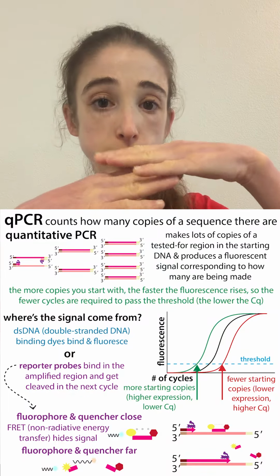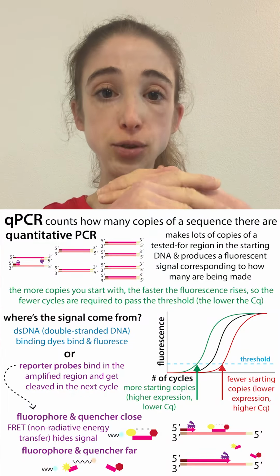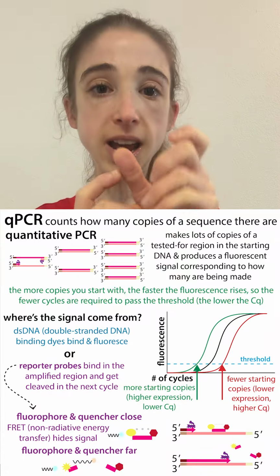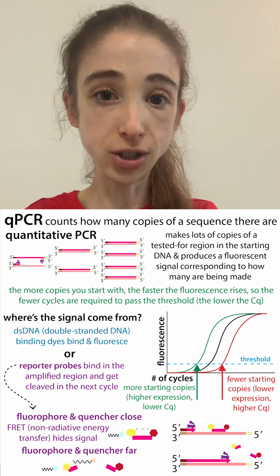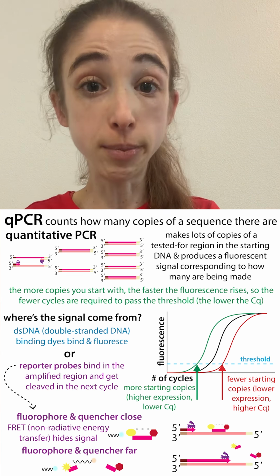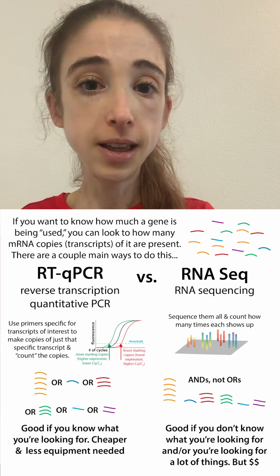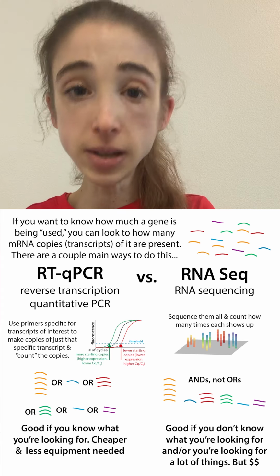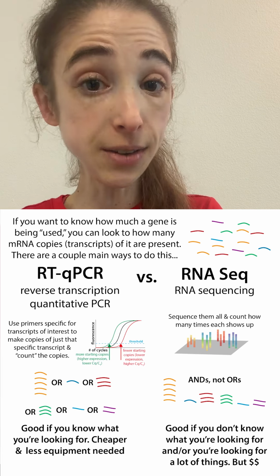And so you have some sort of threshold, and once you get over that threshold, you see how many cycles it took to get over it. And that's going to tell you about how many copies were present originally. The key distinction between qPCR and RNA sequencing is that with qPCR, you're looking for a specific RNA.